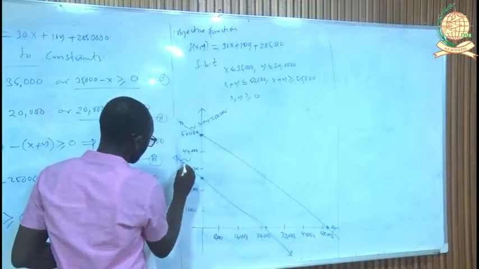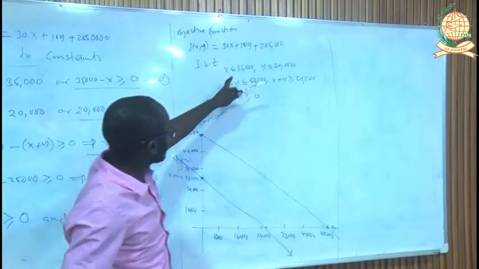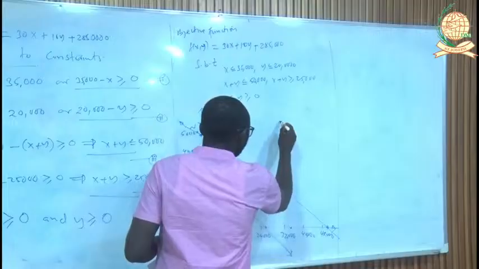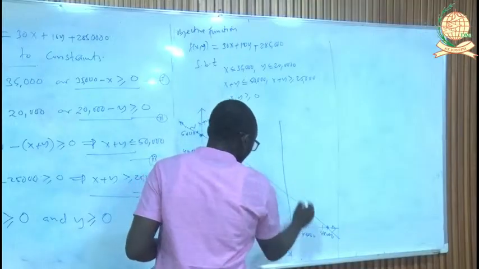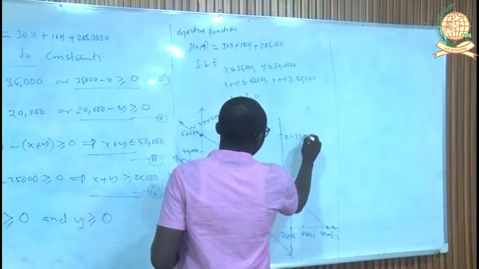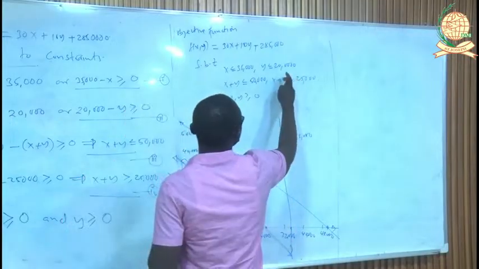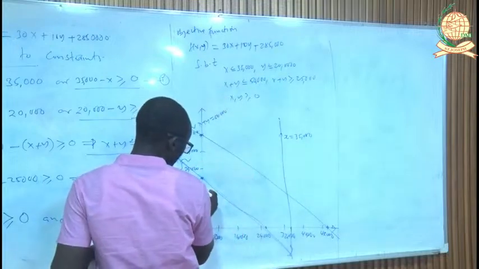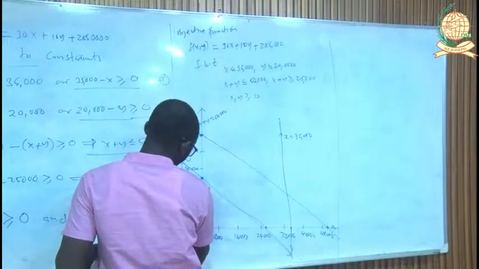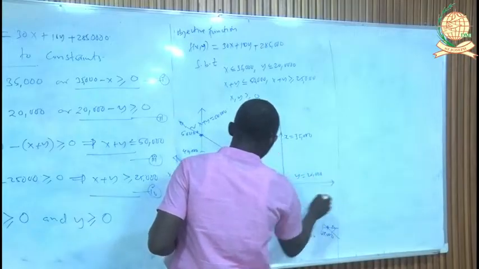So the line here is x plus y equals 25,000. Then we have this line here, which I say is x equals 35,000. We're going to cross vertically upward because this is the line of x. You're going to write just a number. And lastly, you're going to have this number here, 20,000, which is y equals 20,000 shillings.